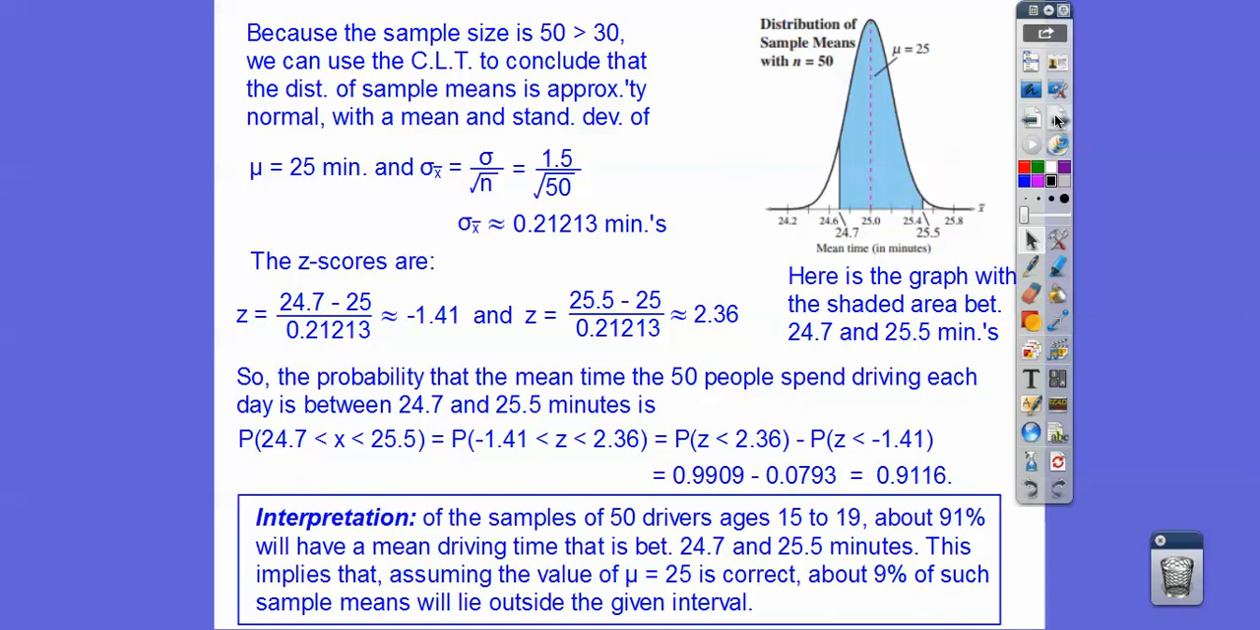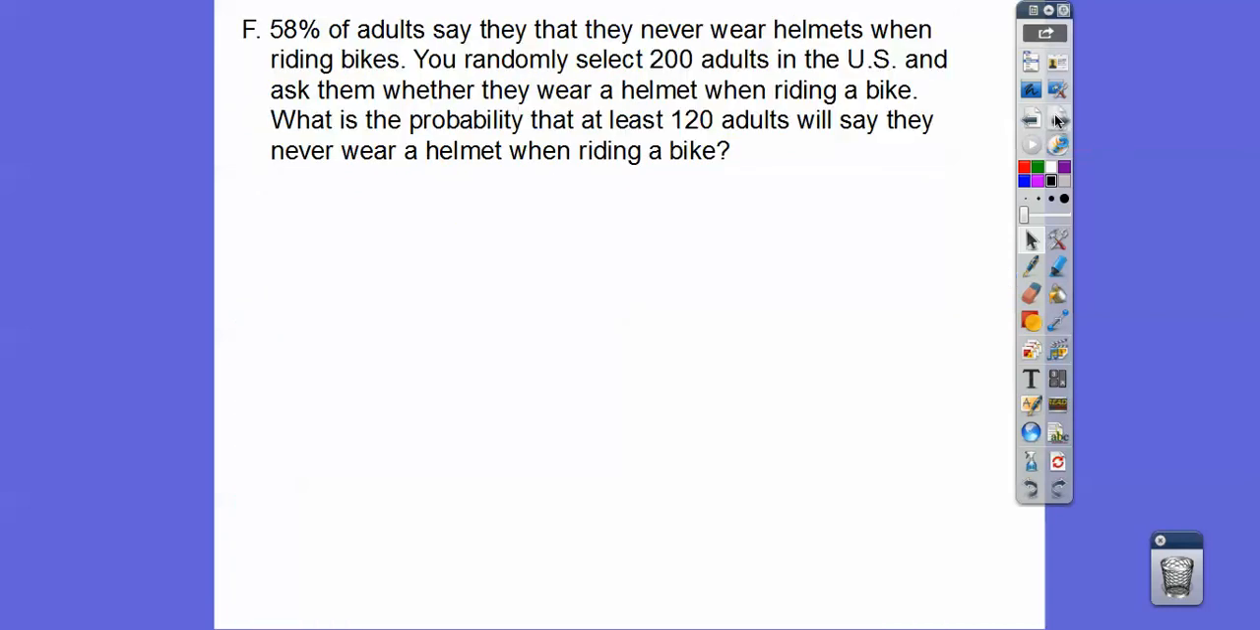So interpretation of the sample of 50 drivers aged 15 to 19, about 91% will have a mean driving time that is somewhere between 24.7 and 25.5 minutes, okay? This implies that assuming the value of the mean 25 minutes is correct, about 9% of such sample means will lie outside the given interval. All right. Okay, so here we go.